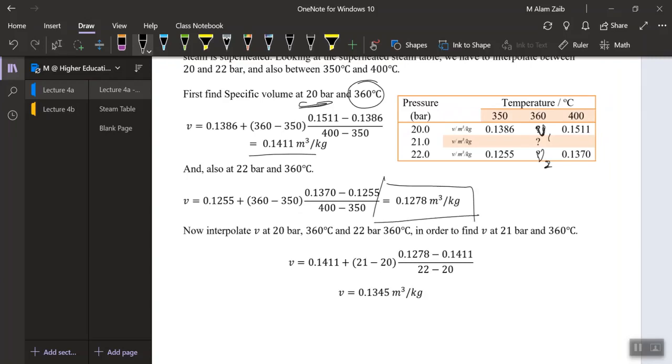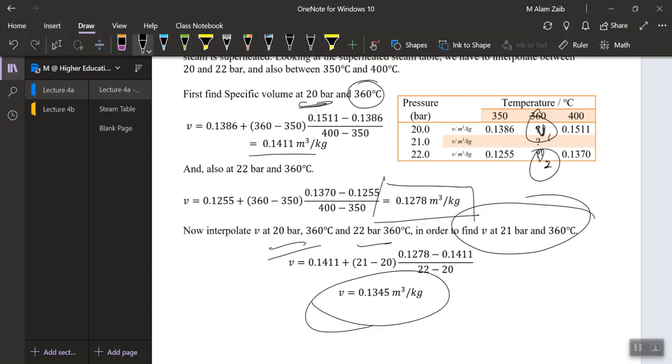Now I've got these two extreme values, this value and this value. I can find the other value between 20 bar and 22 bar. We have got the volume, and I can find the value at 21 bar, which is somewhere here.